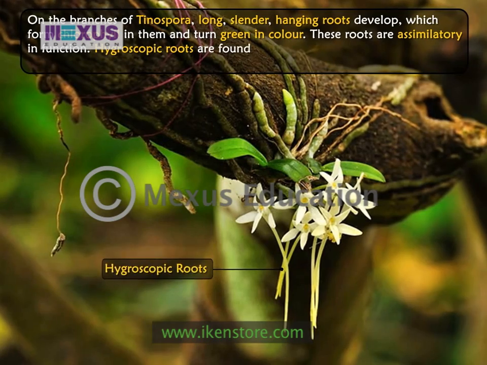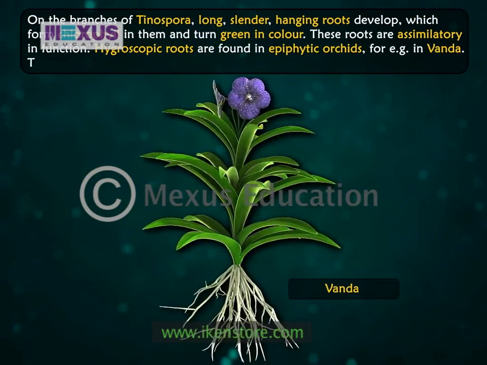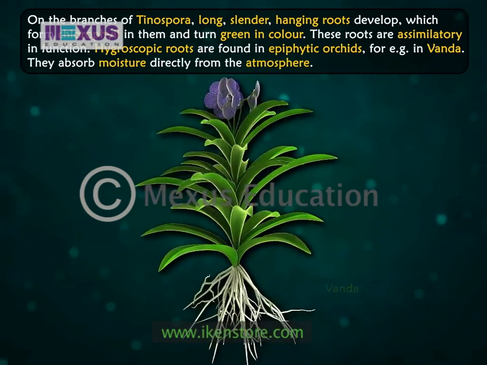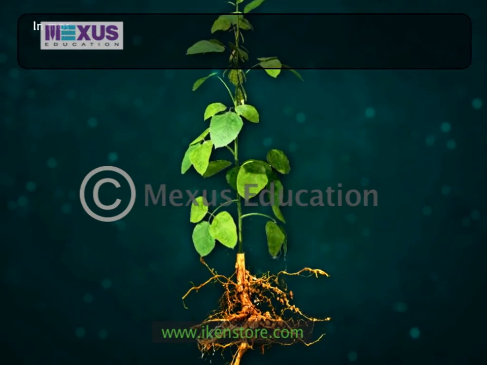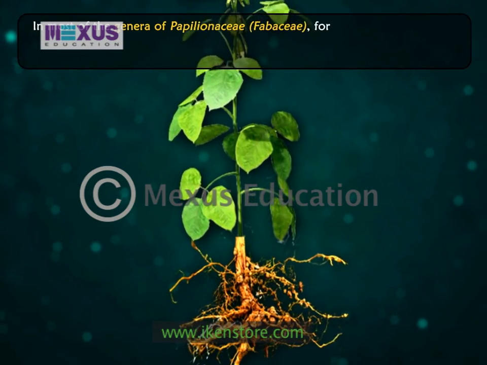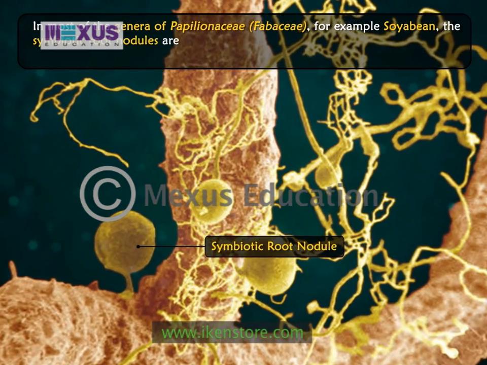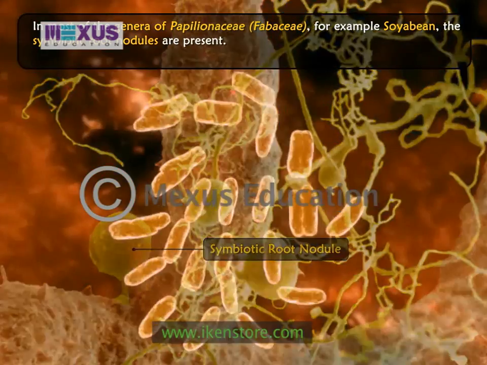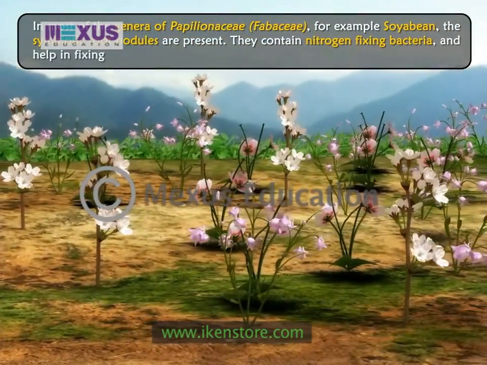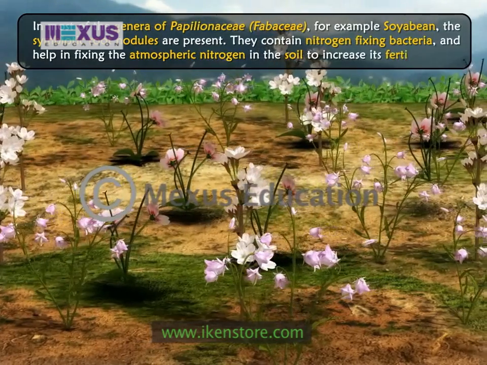Hygroscopic roots are found in epiphytic orchids, for example in Vanda. They absorb moisture directly from the atmosphere. In most of the genera of Papilionaceae, Fabaceae, for example soya bean, the symbiotic root nodules are present. They contain the nitrogen-fixing bacteria and help in fixing atmospheric nitrogen in the soil to increase its fertility.